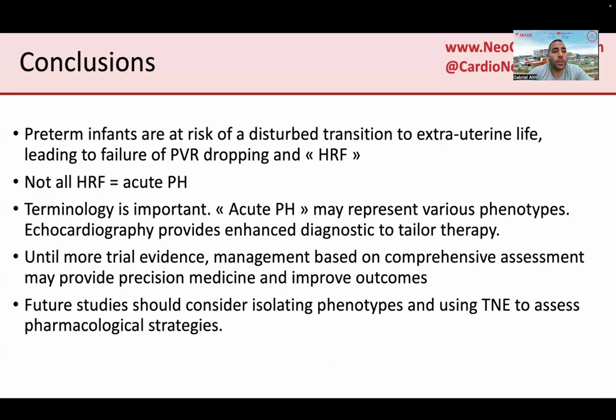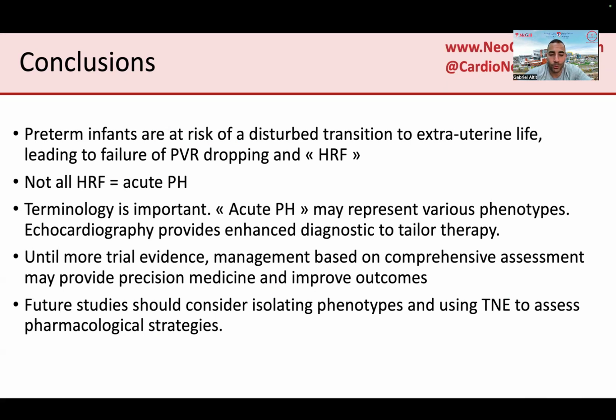So in conclusion, preterm infants are at risk of a disturbed transition to extrauterine life, leading to failure of PVR dropping, and hypoxic respiratory failure. Not all hypoxic respiratory failure is actually acute pulmonary hypertension. There may be other etiologies, and they should be targeted as such. I do think that terminology is important. An acute pH may represent various phenotypes. Echo does provide you with enhanced diagnostics to tailor your therapy. And until more trial evidence, management based on comprehensive assessment may provide precision medicine and improve outcomes.